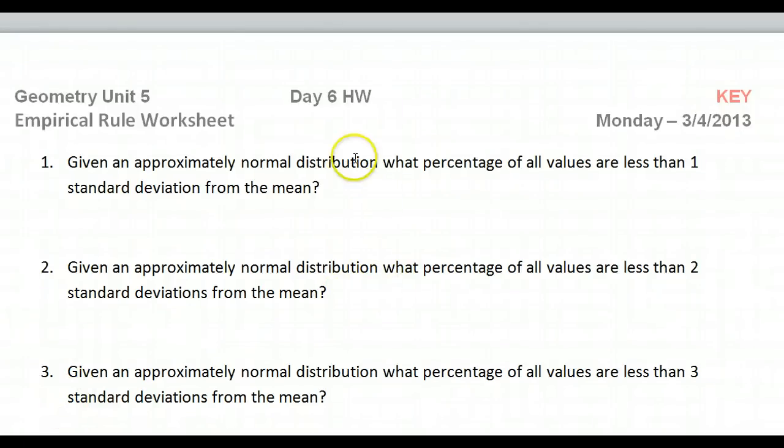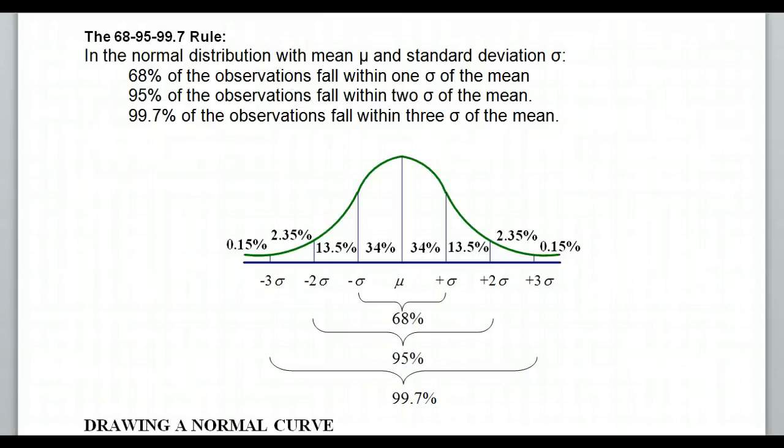Hello everyone, this is lesson 6 and it's about something called the empirical rule. The empirical rule has to do with a normal curve. It always looks like this bell-shaped curve.